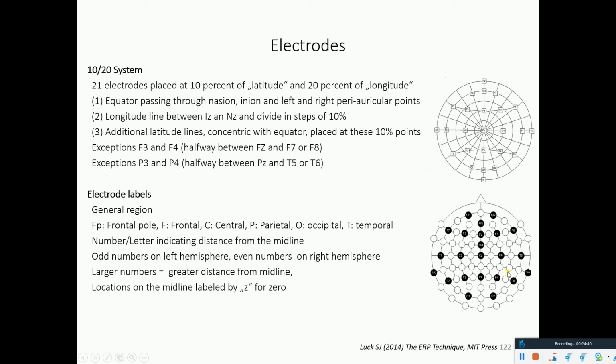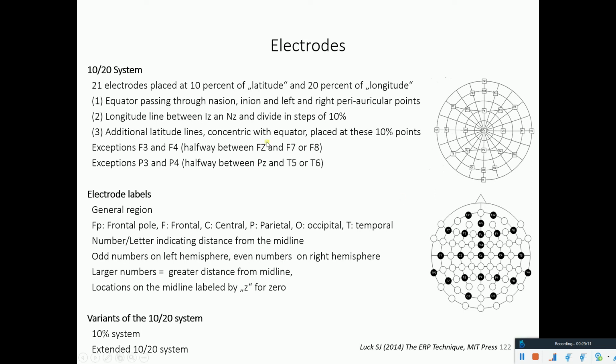So if somebody tells you we're looking at electrode C2 or C4 or something, then you know, okay, that should be on the right side and it should be fairly central. So maybe that's somewhere in the region of motor and somatosensory cortex, something like that. Or somebody tells you we're looking at electrode O1, then you should know that's on the left side and it's over occipital cortices, so maybe more visually, and so on.